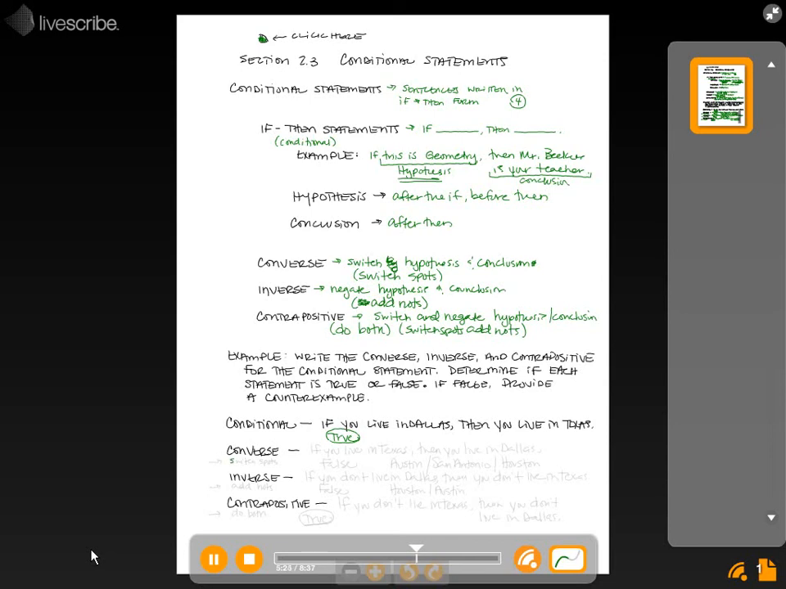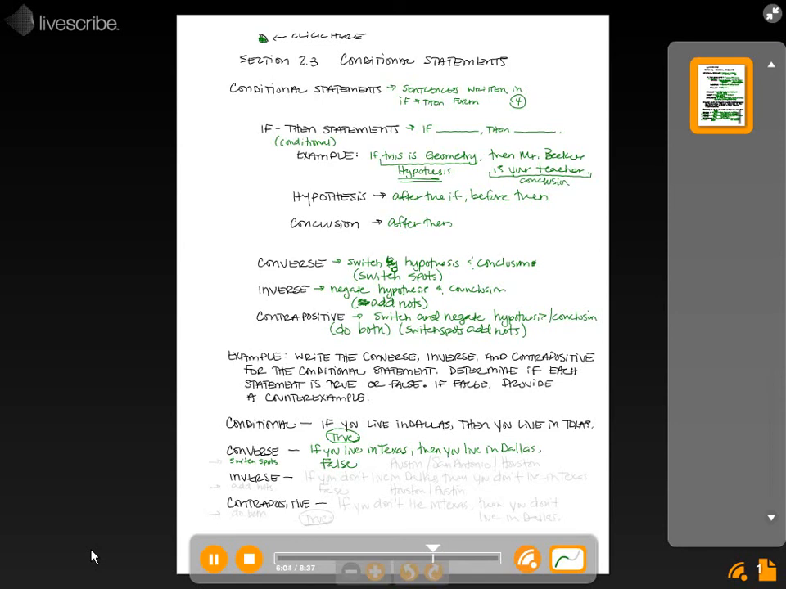Now the converse, remember the converse, we switch places, switch spots. So it's going to become, if you live in Texas, then you live in Dallas. Okay, now we got to figure out if that's true or false. If I live in Texas, then I have to live in Dallas. Well, that's false. Okay, that's false because I could live in a different city in Texas and still live in Texas. I don't have to live specifically in Dallas to live in Texas.